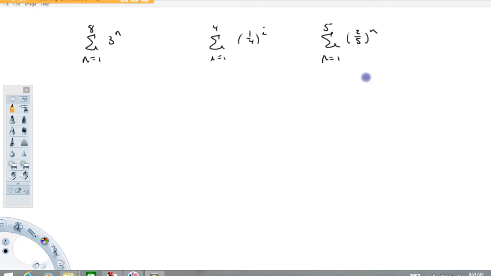Alright, so these are the three examples we're going to look at, starting with this one. I'm just going to take these one at a time. So the sum from n equals 1 to 8 of 3 to the n.